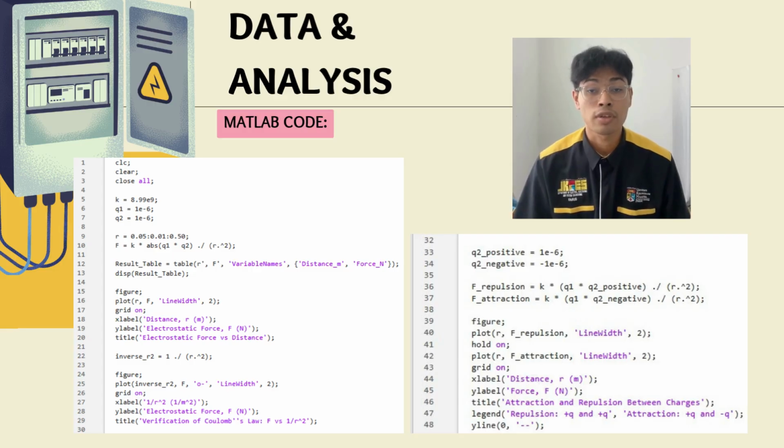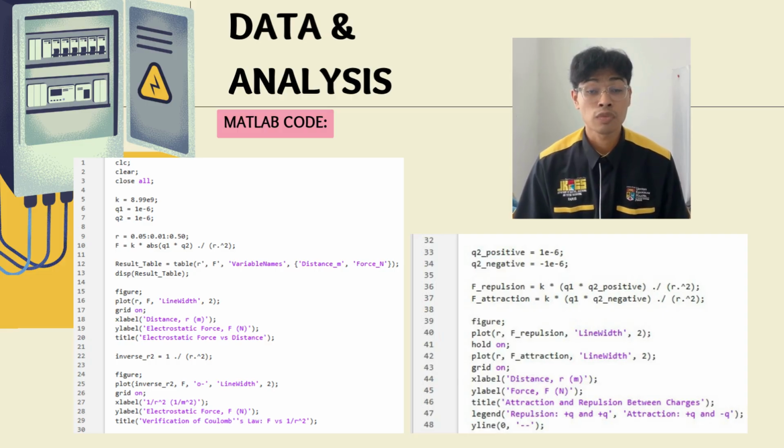Lines 12 to 13 are the code to store the distance and the force obtained through line 9 and line 10. Lines 15 to 20 are the code to plot the force versus distance graph, where the x-axis is the distance and the y-axis is the electrostatic force.